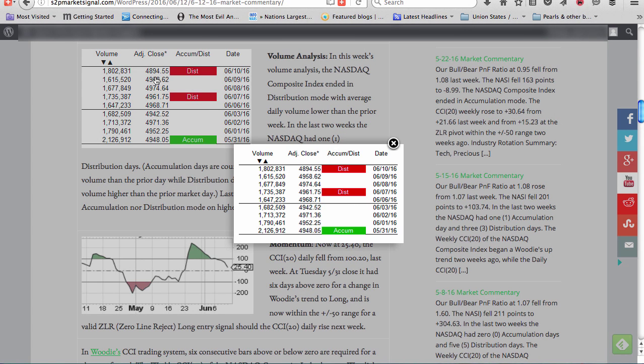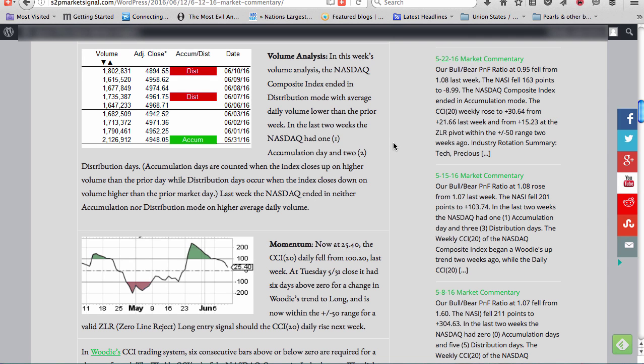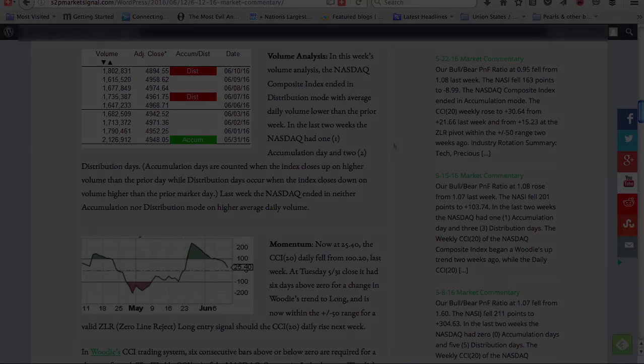Volume analysis. In this week's volume analysis, the Nasdaq Composite Index ended in distribution mode with average daily volume lower than the prior week. In the last 2 weeks, the Nasdaq had 1 accumulation day and 2 distribution days. Accumulation days are counted when the index closes up on higher volume than the prior market day, while distribution days occur when the index closes down on volume higher than the prior market day. Last week, the Nasdaq ended in neither accumulation nor distribution mode on higher average daily volume.